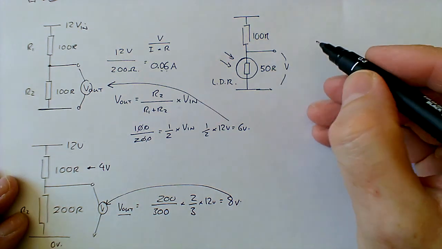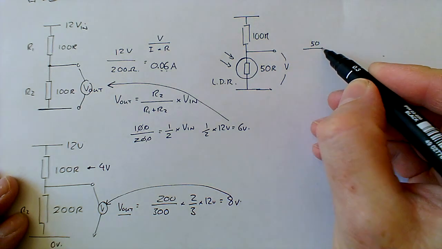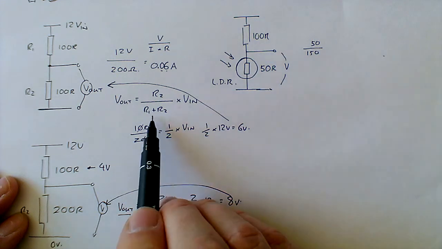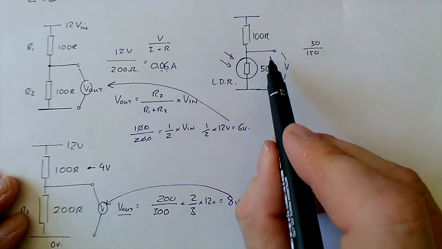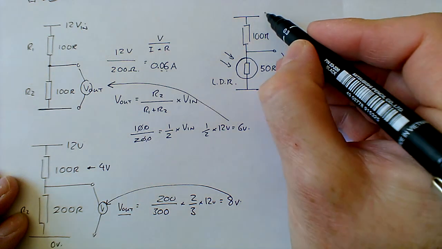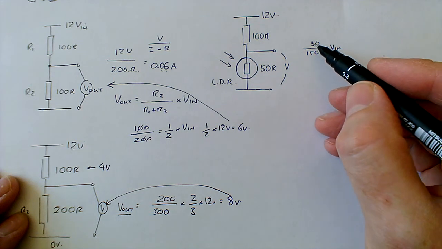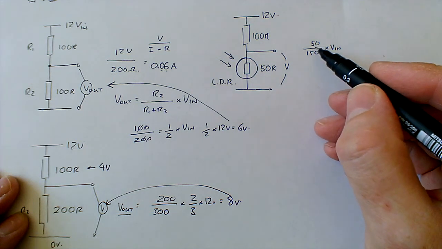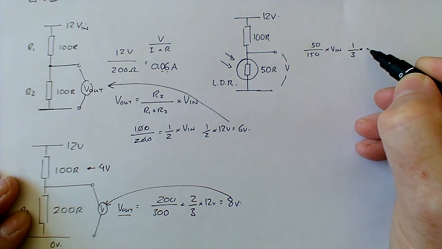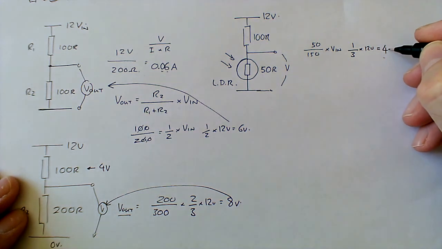and therefore the voltage across that light dependent resistor would be 50 divided by 150, R2 over R1 plus R2, with R1 and R2 being 150, times the voltage in. So we've got our 12 volts here. We would end up with, well, let's look at that. That's a third, isn't it? One of those and three of those. So a third of 12 volts would be 4 volts.